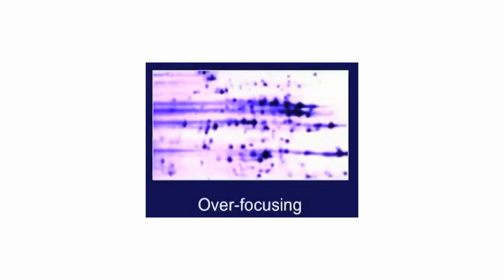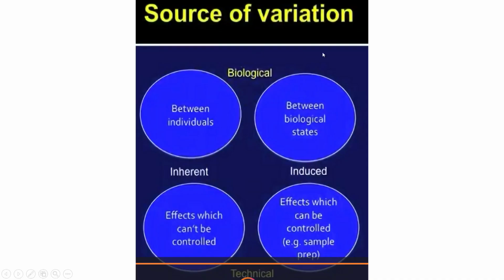If you have over focused your gel while visualization, it might look something like this. It also depends upon your source of sample, between individuals and between biological states. So everything affects it, and that can't be controlled. But the way you are analyzing, loading, and preparing your samples, whatever method you are using, isoelectric focusing or 2D electrophoresis, the components required for making them, the way you are making it, everything will have some effect on your variation.